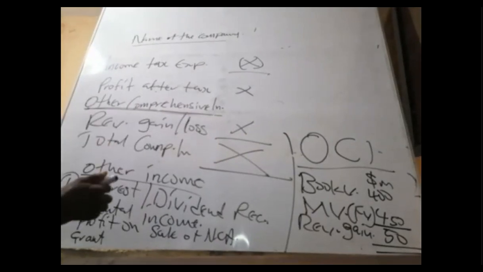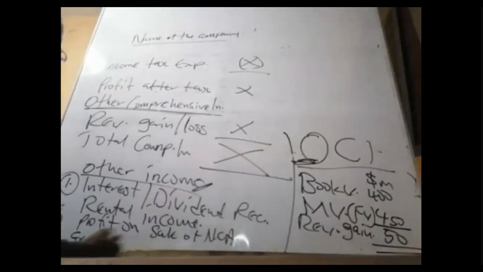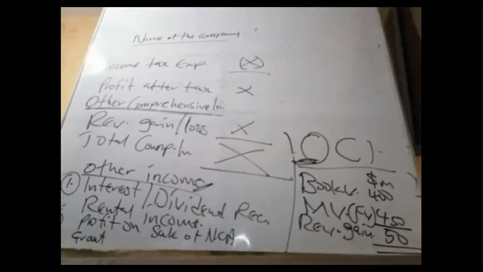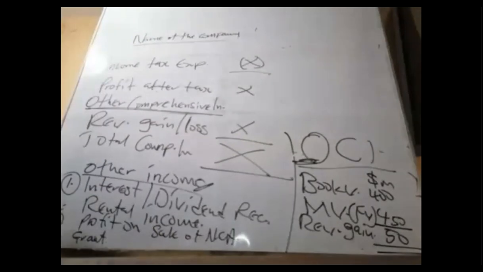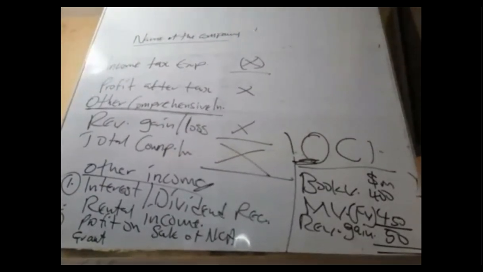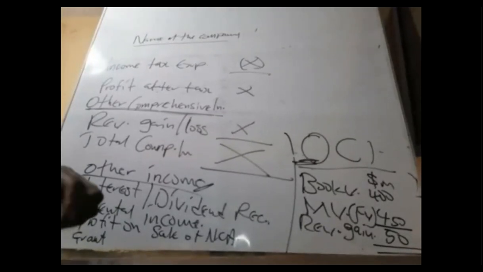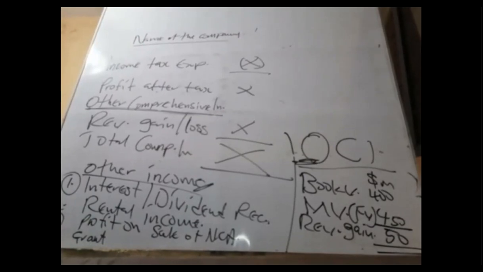So take note of the difference between other comprehensive income and other income. For the purpose of your examination, other comprehensive income includes a lot of items, but the main one is revaluation gain or loss. So we should take note. Good. So that is the difference. Now we are done. Let's go to the financial position and then change in equity.